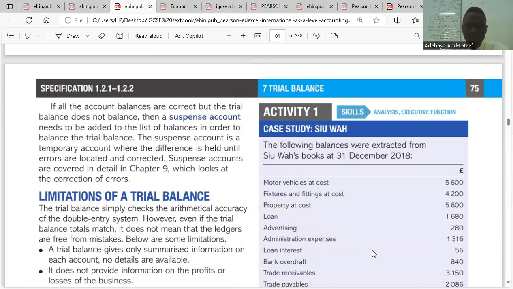So what are the limitations? We said if all account balances are correct, but the trial balance does not balance, then the suspense account needs to be added to the list of balances in order to balance the trial balance. So if the trial balance doesn't balance, what you need to do is to open the suspense account. The suspense account will allow us to hold certain amounts, which we later find out belong on the debit or the credit side, to make our entries balance.